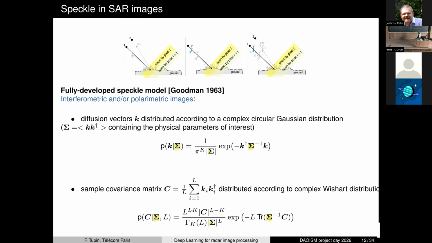And what is more important is that if I am in the interferometric case, the polarimetric case, or the PolInSAR case, which is a combination of both, I still have some distribution that I could use that will link the observation, the diffusion vector, or some small empirical averaging matrix computed locally, to the real information that I'm looking for, which is the covariance matrix, the expectation of the Hermitian product between the diffusion vectors. So I'm looking for these sigma values, and I have some observations, which are the k or C values in the following.